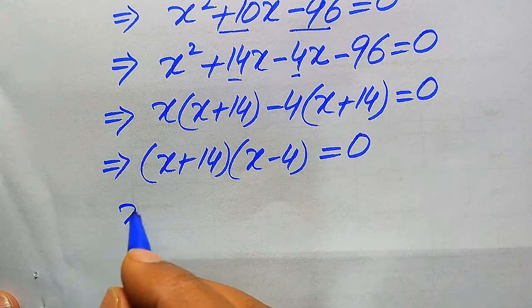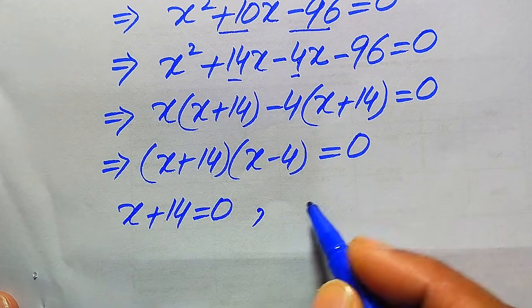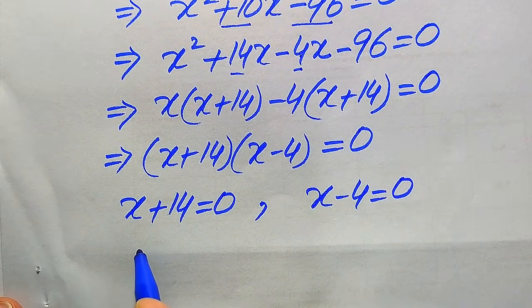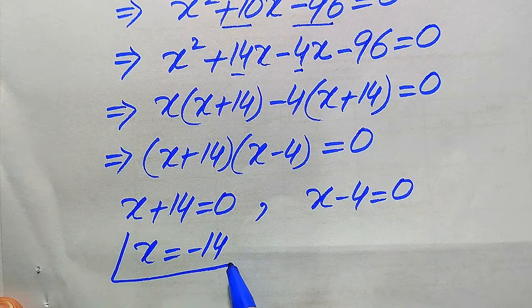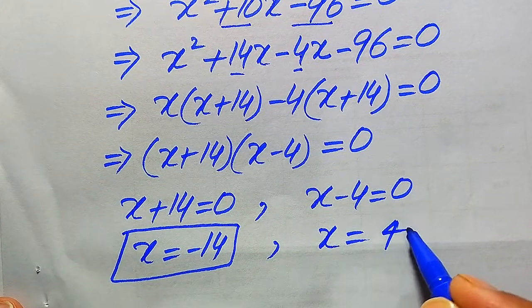Now we divide this equation into two cases. The first case is x plus 14 equals 0, and the second case is x minus 4 equals 0. From here we easily get the value of x equals minus 14, and from here we easily get the value of x equals plus 4.